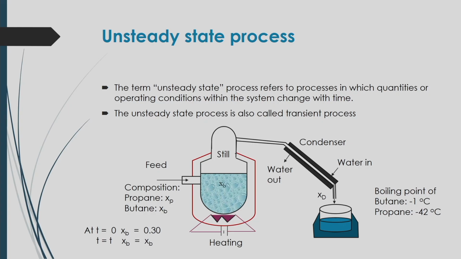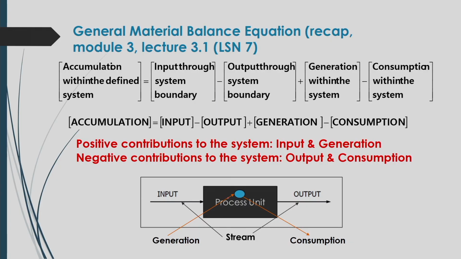Now, how long will it take to condense, or you can say separate, this butane vapor from its initial concentration to a certain final concentration? That can be obtained by the material balance equation, but that material balance equation will be as per unsteady state condition. So let us look back into the general material balance equation.